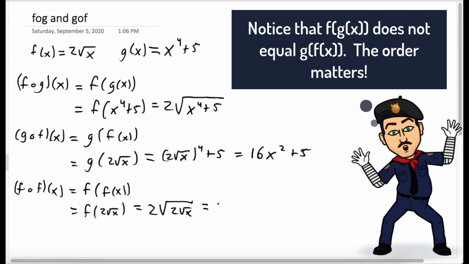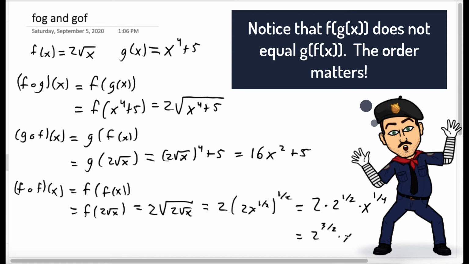And now to simplify this, let's write our square roots as x to the 1/2. Okay, so this is 2 times 2x to the 1/2 all to the 1/2, which is 2 times 2 to the 1/2 times x to the 1/4, which we could simplify as 2 to the 3/2 times x to the 1/4. And that's it.